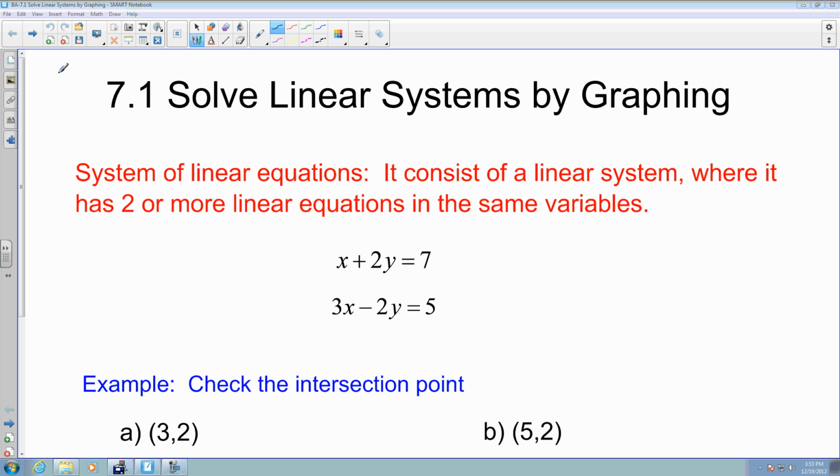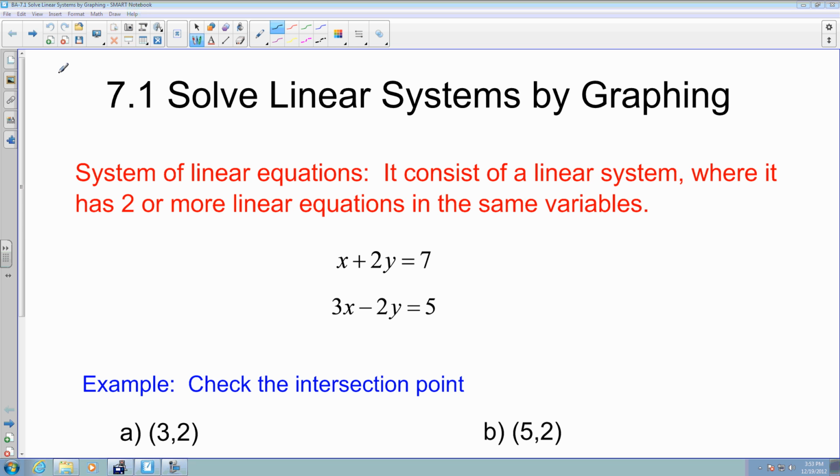To give you a brief definition of what a system of linear equations is, as shown here in red, a linear system consists of two or more linear equations with the same variables. If you look at the bottom, where I have x plus 2y equals 7 and 3x minus 2y equals 5, that's an example of a linear system of equations.